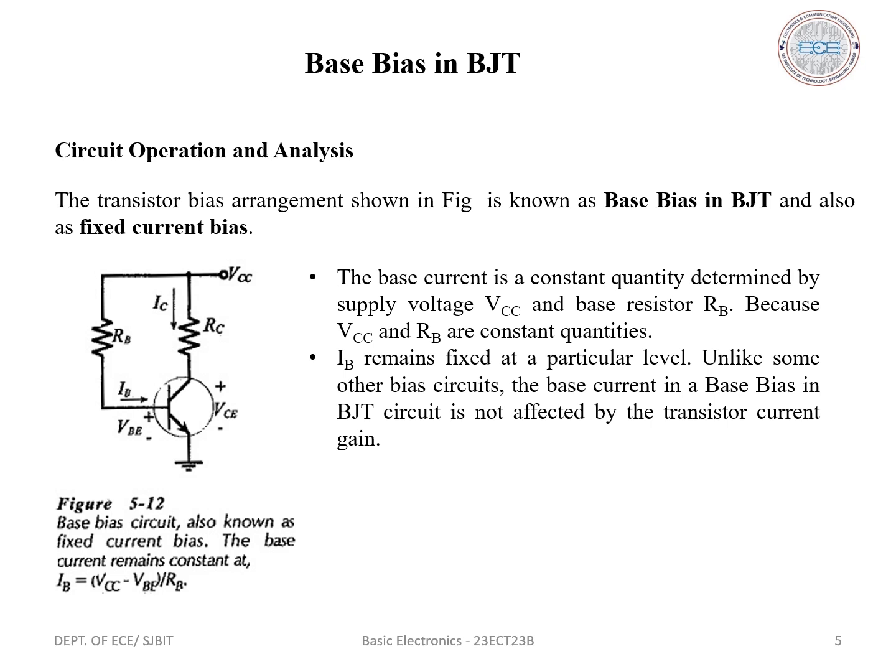The base current remains constant at IB equals VCC minus VBE by RB. Here in this circuit diagram, the transistor bias arrangement is shown. It is also known as a base bias in BJT and also as a fixed current bias. The base current is a constant quantity determined by supply voltage VCC and base resistor RB. Because VCC and RB are constant quantities, IB remains fixed at a particular level. Unlike some other bias circuits, the base current in a base bias BJT circuit is not affected by the transistor current gain.